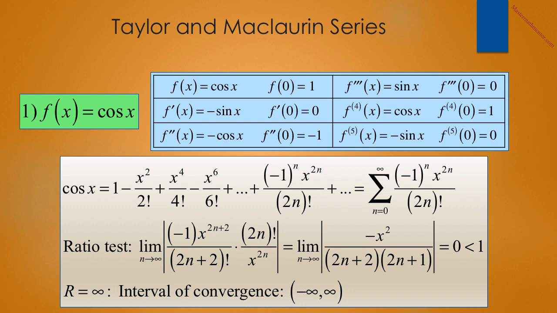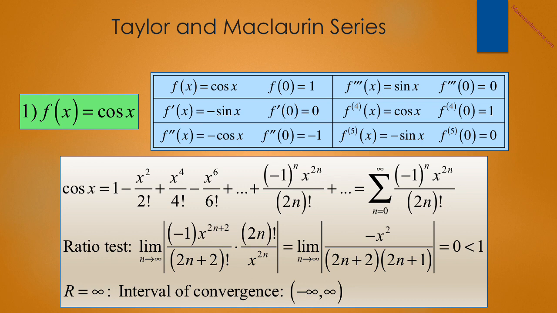This is negative 1 x to the 2n plus 2 over 2n plus 2 factorial times 2n factorial over x to the 2n. And that is the limit as n approaches infinity of the absolute value of x squared over 2n plus 2 times 2n plus 1. And this is 0, which is less than 1, telling us that our radius of convergence r is infinity, making the interval of convergence negative infinity to infinity.